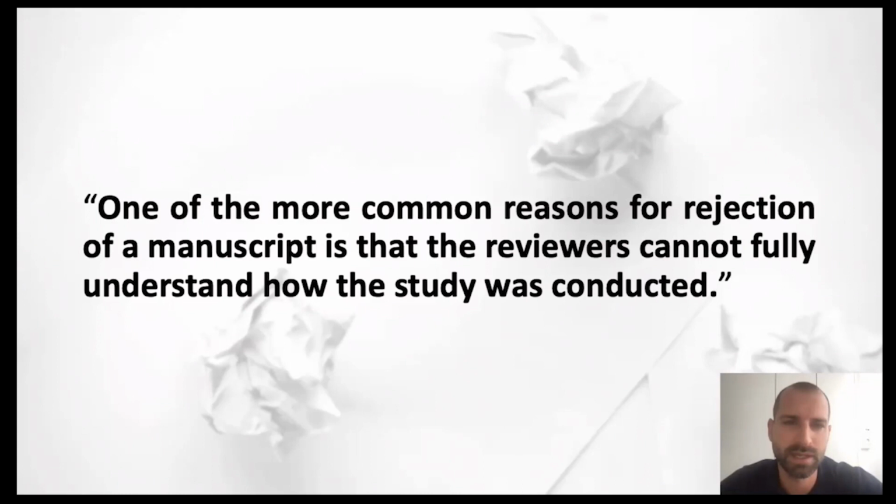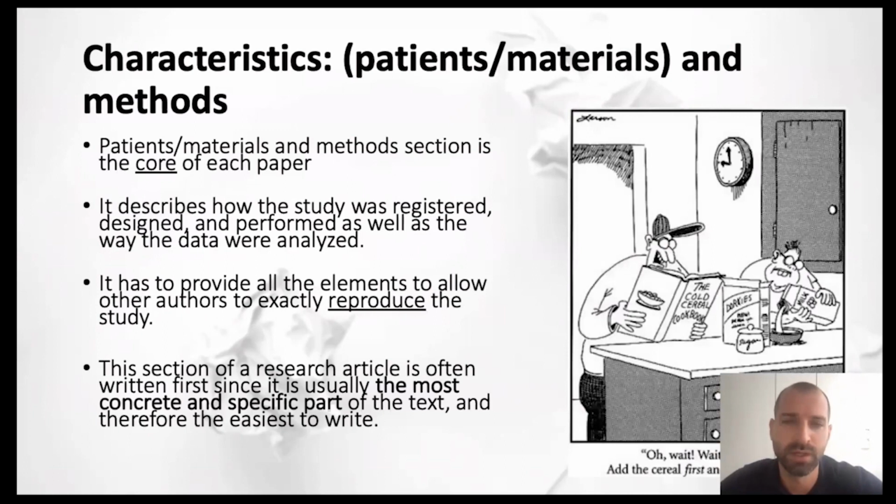Why is the method section important? Well, one of the main reasons for rejection of a manuscript may be that the reviewers cannot fully understand what you did or how your study was conducted. This misunderstanding may lead to misinterpretation of the data and may lead to rejection of your paper. So please be aware that the method section is one of the central or core sections of your paper.